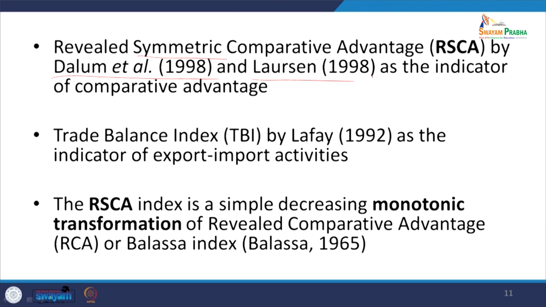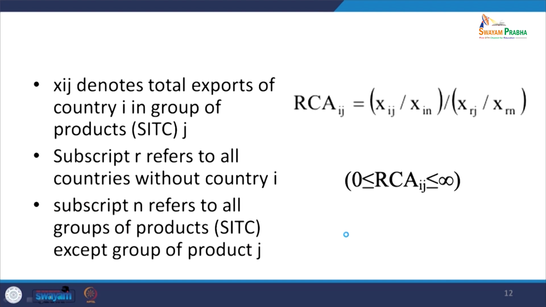The trade balance index was developed by Lafay in a 1992 paper as the indicator of export-import activities and the direction of trade. Basically RSCA, revealed systematic comparative advantage, is simply a monotonic transformation of the RCA, revealed comparative advantage, developed by Balassa in a 1965 paper. So, what do we mean by revealed comparative advantage? We have already discussed. It is simply a ratio, numerator to denominator. The numerator stands for the specific country, and the denominator stands for the countries other than that country, or the world as a whole.